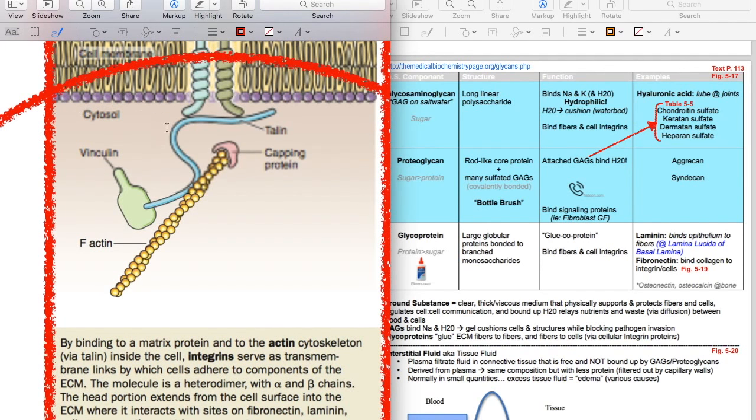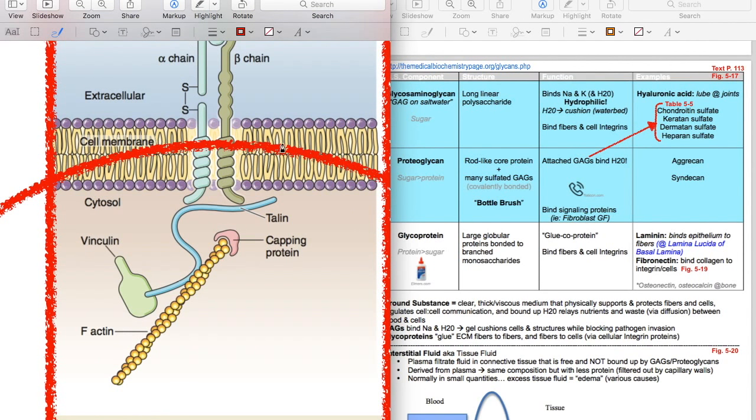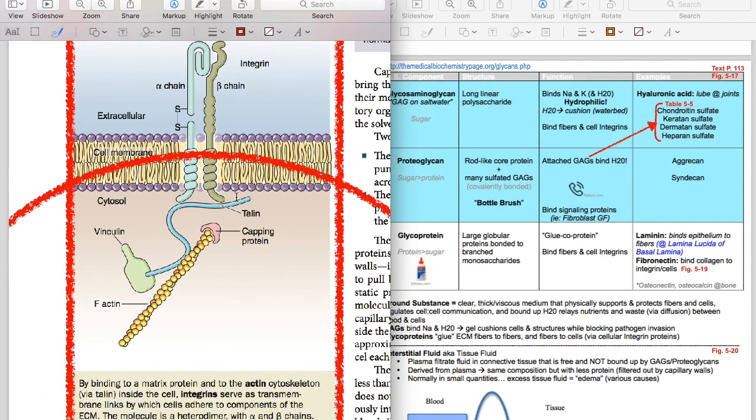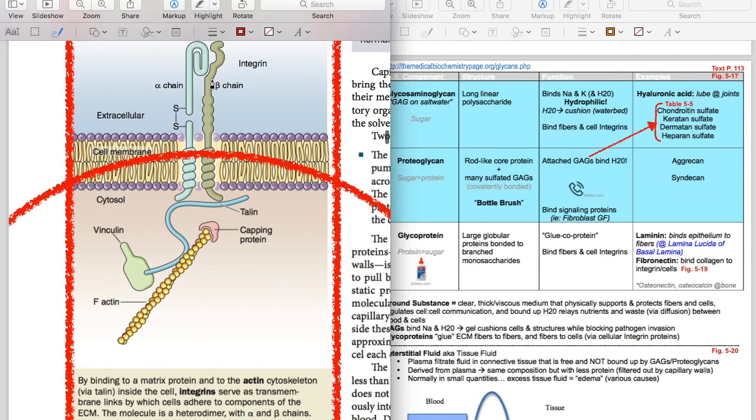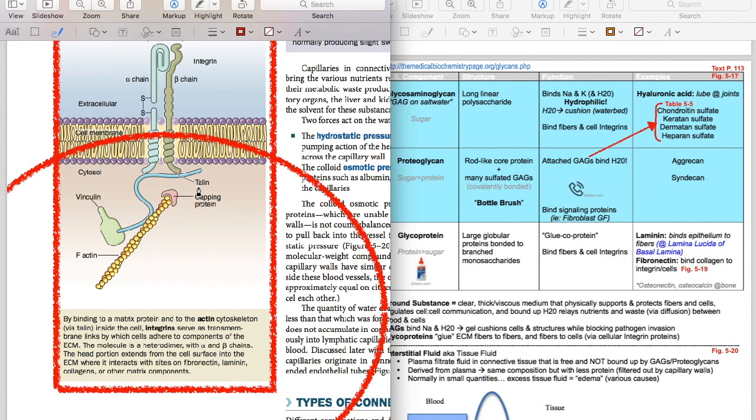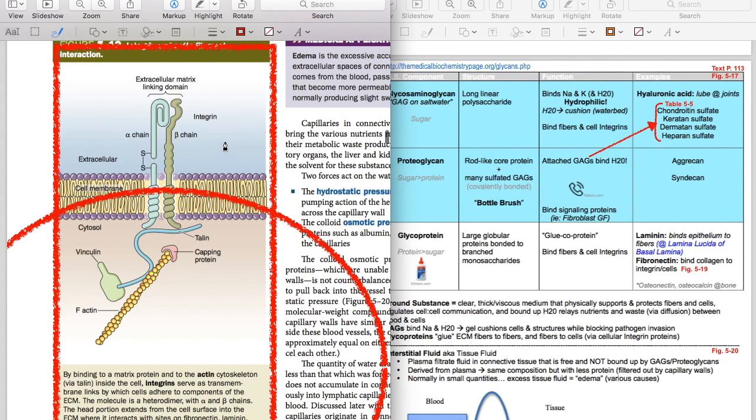To give you an idea, the book shows you the cell membrane because they're zooming in on specific stuff that you don't need to know. But the integrin is just this thing right here. It's just this protein rod that goes from the outside of the cell to the inside of the cell. And this is extracellular matrix out here, which has attachments via GAGs and glycoproteins, okay? And the integrin tells the inside of the cell what's going on in the outside of the cell. That's what it's doing. It's integrating the inside of the cell with the outside of the cell.